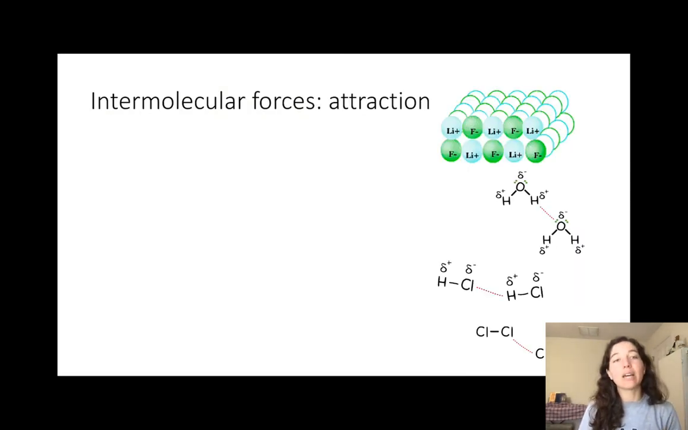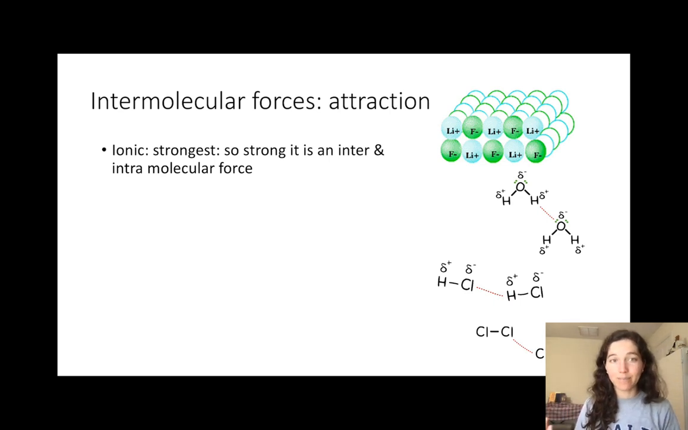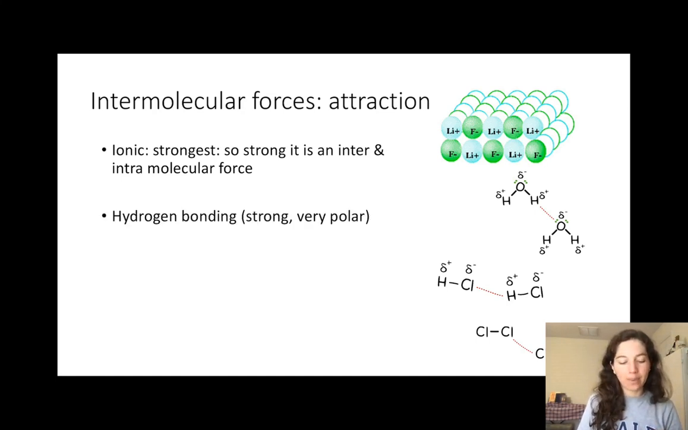Let's take a look at the different types of intermolecular forces. We had talked about our different types of intramolecular force, our nonpolar covalent bond, polar covalent bond, and ionic bond. Intermolecular forces, we have 4 different kinds we're going to talk about. The first one is ionic. So this is a little weird, right? Because I told you that ionic is an intramolecular force. Ionic is weird. It's such a strong force that it's both an inter and intramolecular force. And we're going to cover that in just a minute.